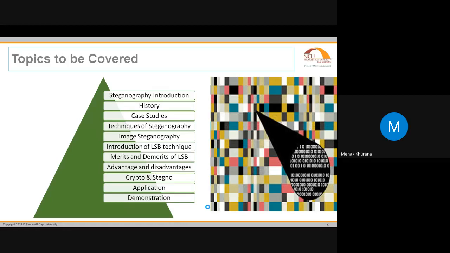So these are some of the contents that I'm going to cover in steganography: the history, the case studies, and the techniques that we are going to study. An important technique is the LSB technique, which is mostly used in steganography. Then we are also going to compare steganography and cryptography, and understand the latest techniques which combine steganography and cryptography. At the end, I'll show a demonstration of the techniques and the tools that we are going to use for hiding the data.